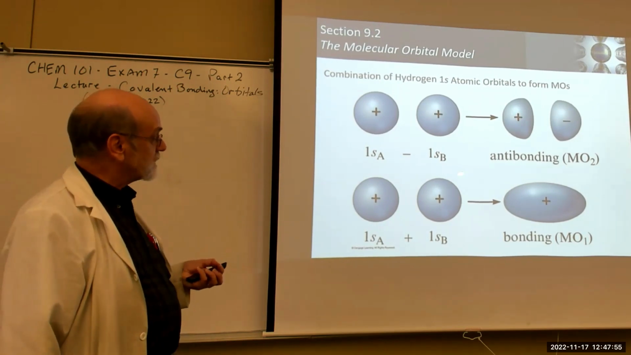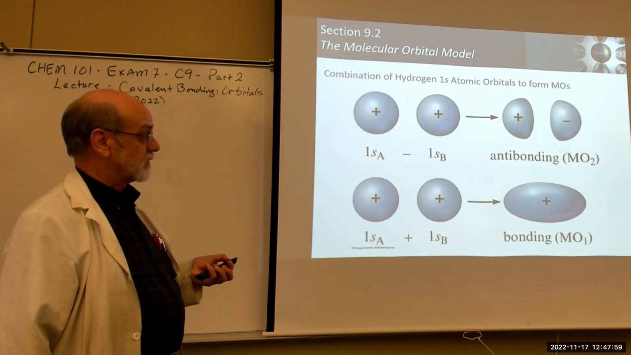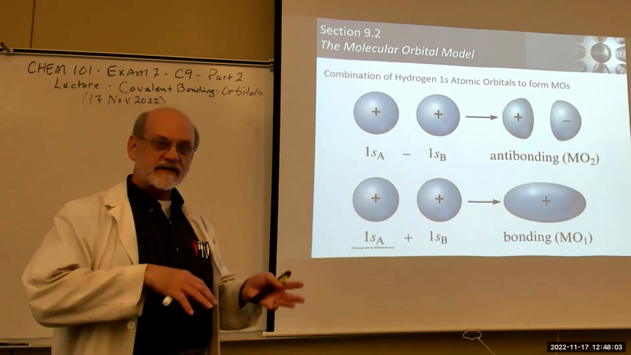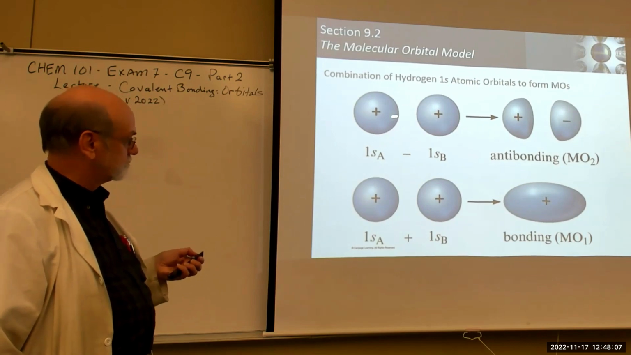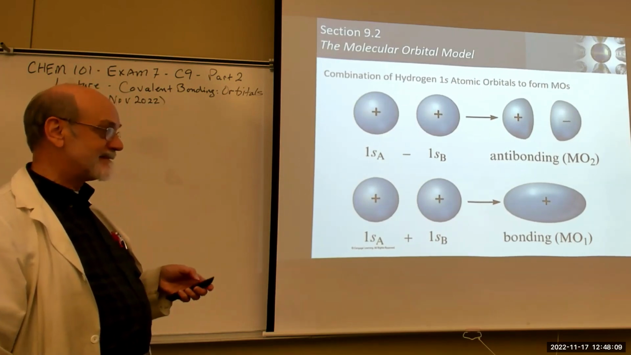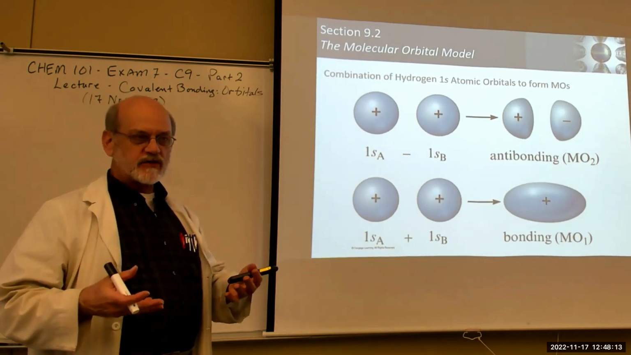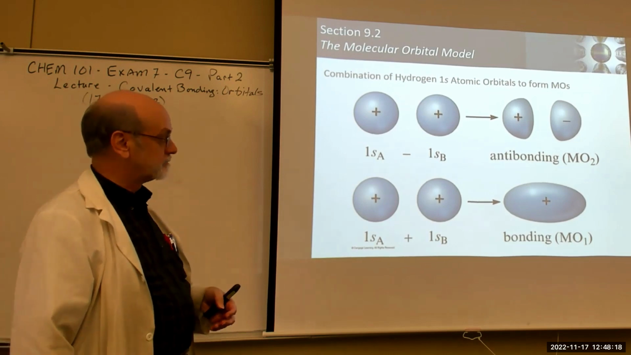But these wave patterns can also interact destructively. And when they do that, we get a node in between the atoms. This is called an anti-bonding orbital. So we have bonding and anti-bonding orbitals formed from the two atomic orbitals. And that's simply due to the wave nature and how the waves interact. They interfere with one another.